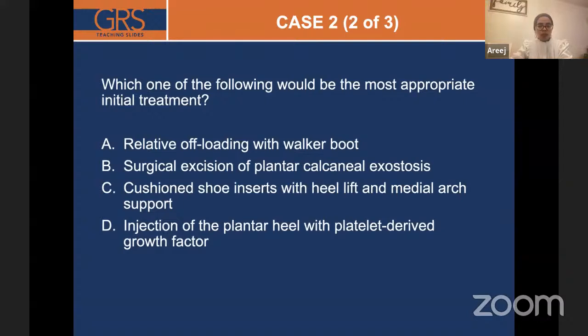Relative offloading with a walker boot, surgical excision of plantar calcaneal exostosis, a cushion shoe insert with heel lift and medial arch support, or injection of the plantar heel with platelet-derived growth factor. What do you think, guys?